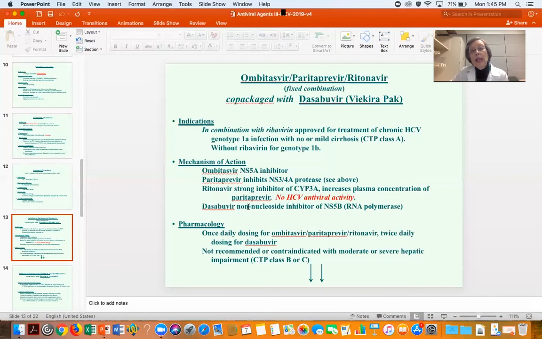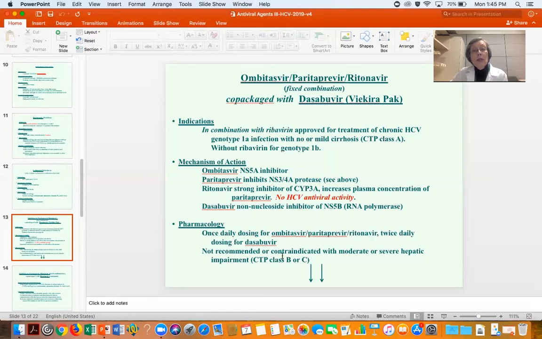And when I say non-nucleoside, that means it doesn't have the normal structure of a nucleoside or nucleotide. It binds allosterically elsewhere on the polymerase and affects the conformation of the active site so that you don't get further nucleotide addition, but it doesn't have the same cross-reactivity with the other nucleoside or nucleotide activities. You'll come across that non-nucleoside inhibitor term again with the HIV antivirals. It's given once daily as the combination, and then twice daily for the combination with dasabuvir.